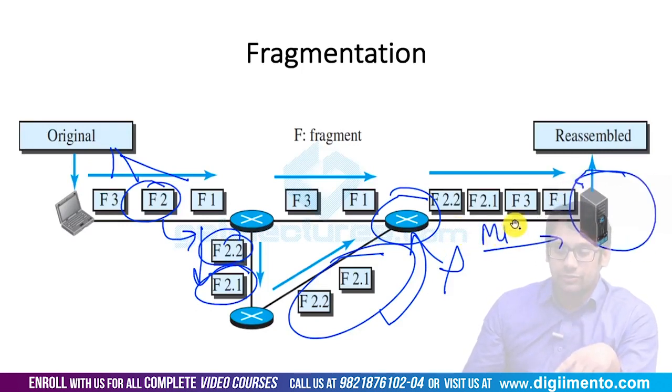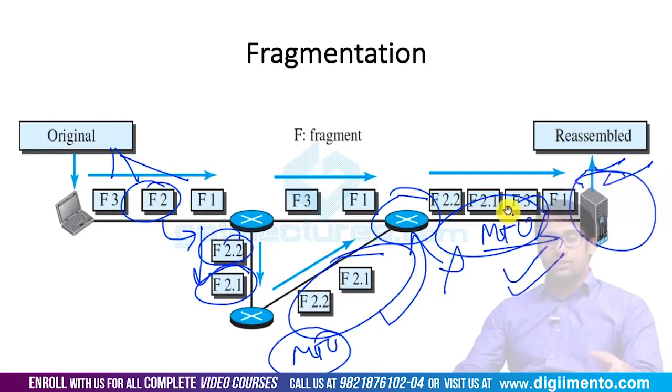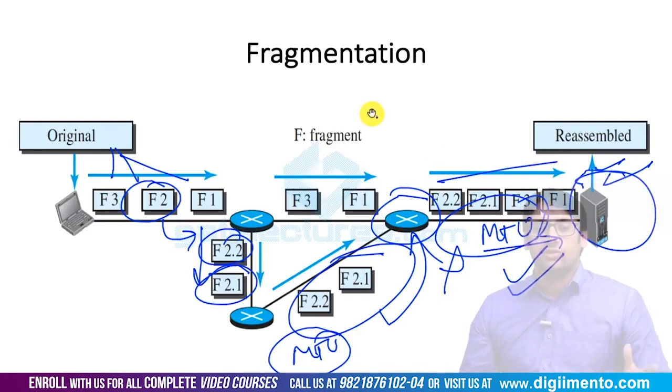Even if the MTU of this path is higher than the MTU of this path, routers are not going to combine the fragments. They are not going to assemble the fragments, but rather only the receiver is going to reassemble them. The receiver is going to take all these fragments and combine them to make one single IP datagram. Now you can see these fragments can be received out of order.